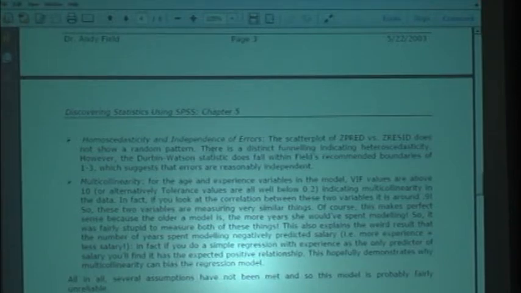Not a random pattern, as we say, distinct funneling indicating heteroscedasticity. However, the Durbin-Watson falls within Field's recommended boundaries of 1 to 3, which suggests the errors are reasonably independent.